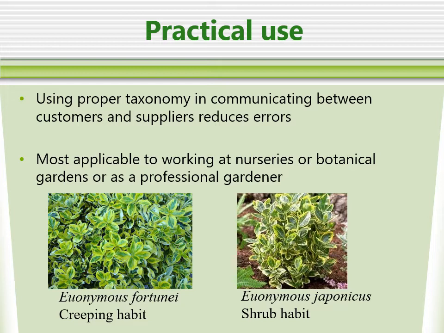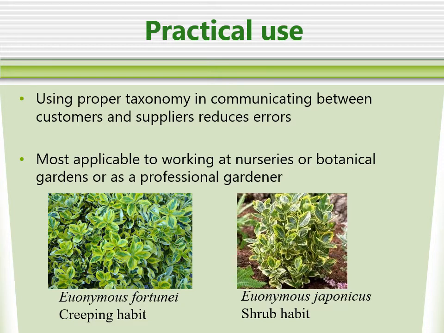On the slide, I tried to find a good example of where the genus species might make a difference. Here we have a Euonymus fortunei and a Euonymus japonicus. The leaves look the same. I mean, my pictures are a little off, but they look the same, right? The leaves do, but their growing habit is very different. The Euonymus fortunei is a creeping or low spreading ground cover type, whereas the Euonymus japonicus is actually an upright shrub.